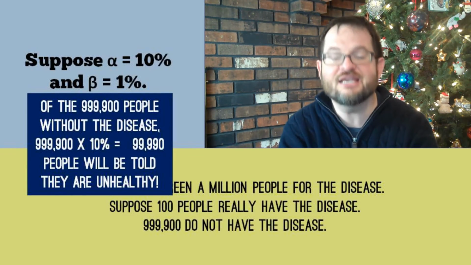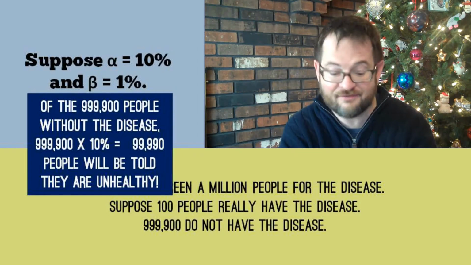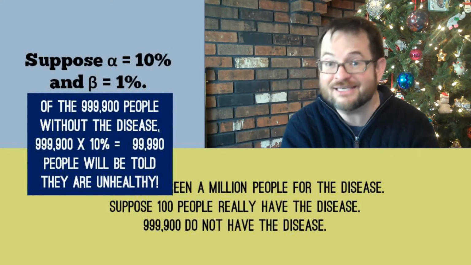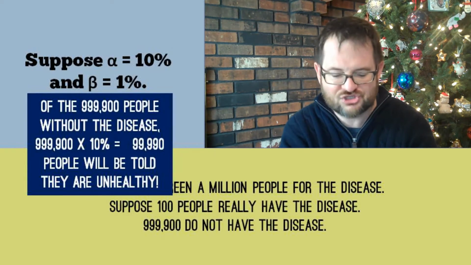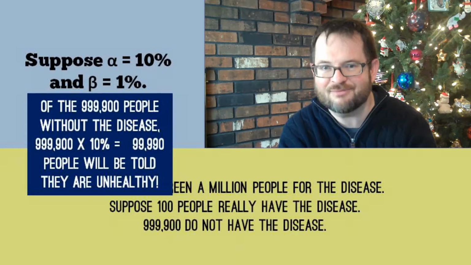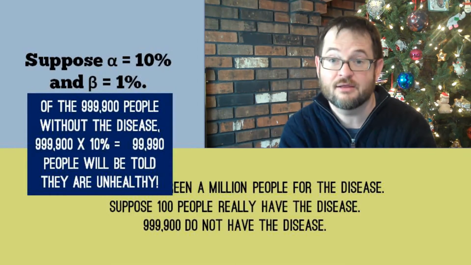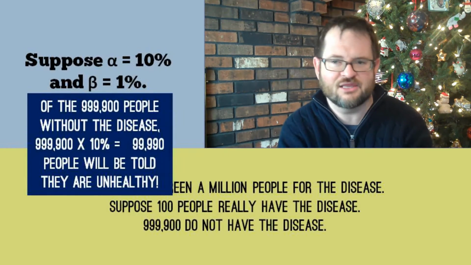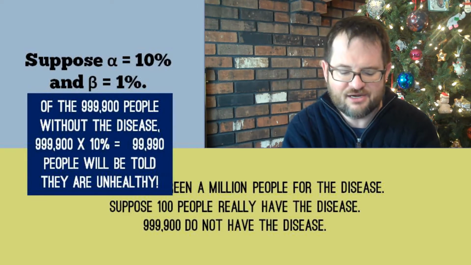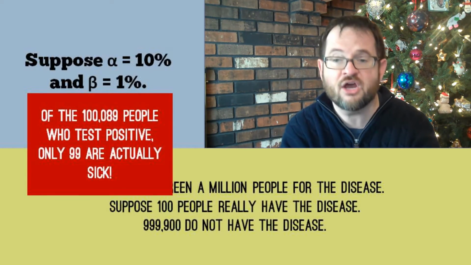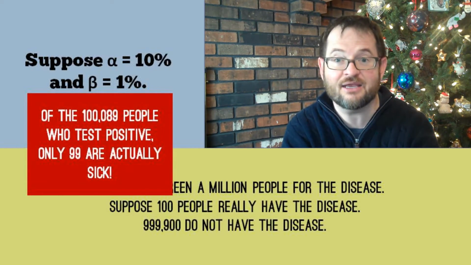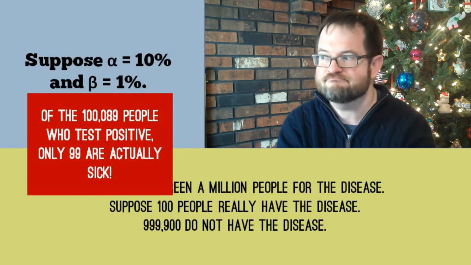But here's the deal. Of the 999,900 people who don't have the disease, 999,900 times 10% is 99,990 people are going to be told that they have the disease when in fact they're healthy. We have just told almost 100,000 people that they're sick when they're not sick. Holy cow. This is, of course, in the real world why doctors require more than one test, right? That you're going to come in for a second test or something like that. But here's the deal. In this particular scenario, 100,089 people came up positive for that test, but only 99 of them are actually sick, and one person who is sick walked away.